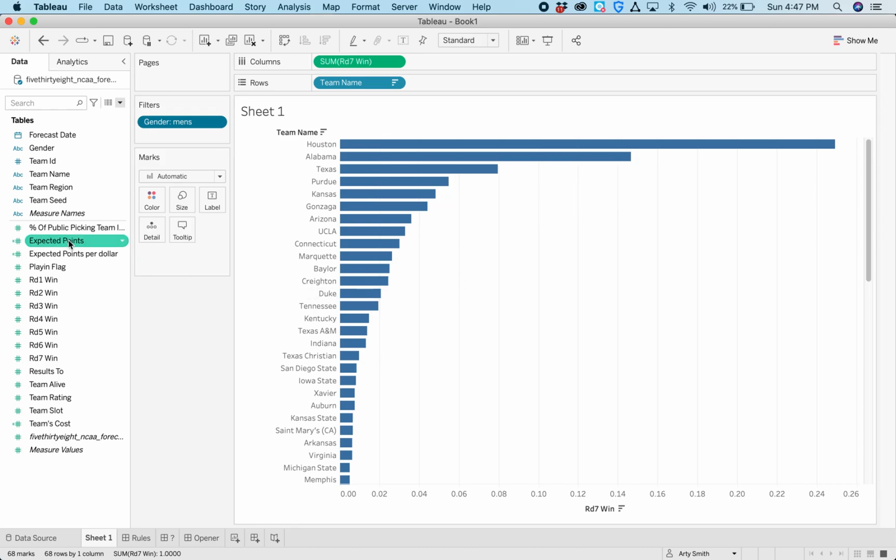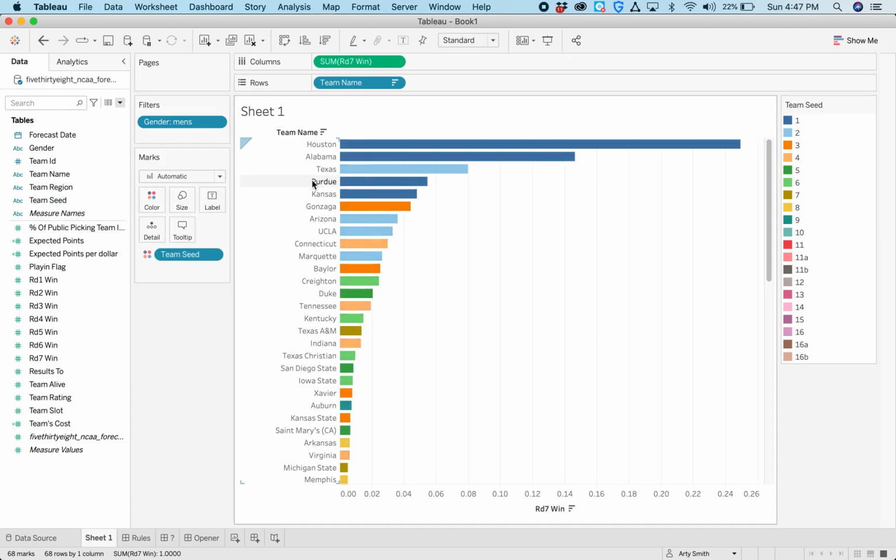Now, it's kind of interesting. Next thing I want to look at is how these win probabilities are related to the team's seed. So I'm going to drag team seed into color, and we can see that for the men's bracket here, the number 1 seeds get this dark blue, and indeed they are 4 out of the top 5 win probabilities, but Texas, the number 2 seed, and Gonzaga, number 3 seed, actually have high win probabilities here. Kind of interesting. All right.